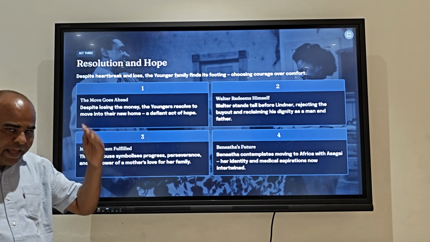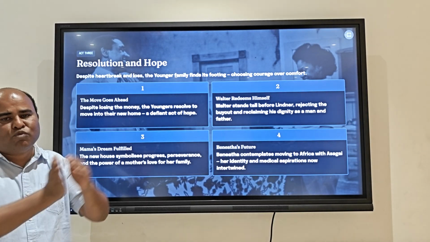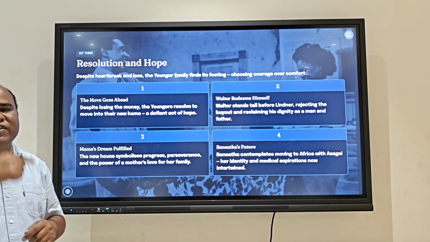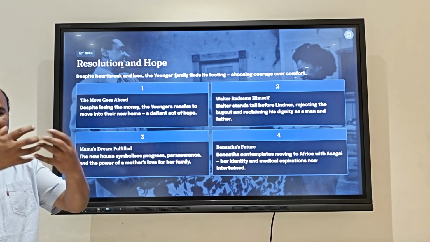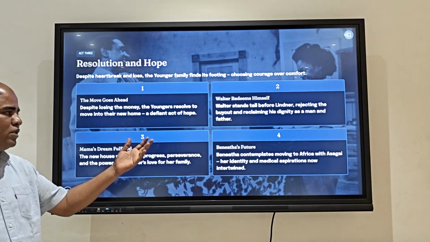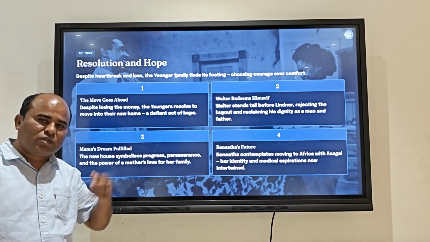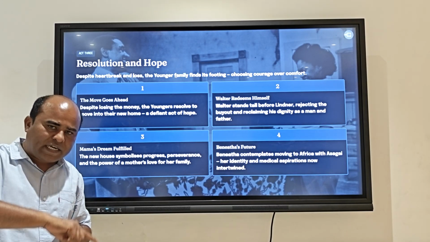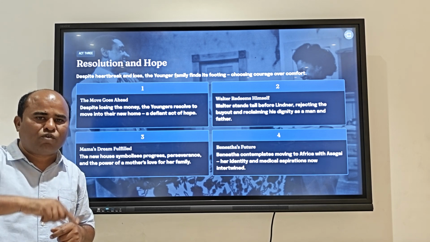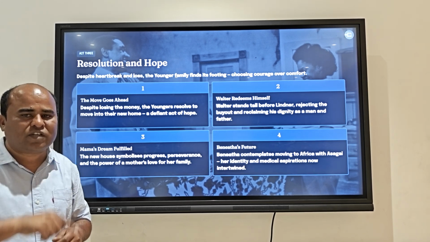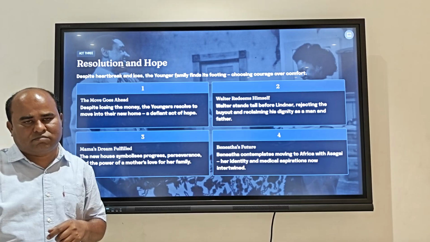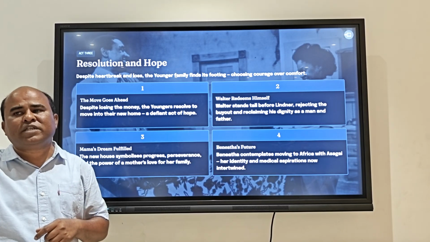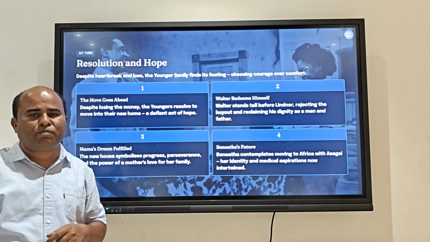Now, the person who plays a very important role in coming to that particular decision of moving to the new house is Walter. So, this is Walter's redemption. Walter as a character, if you look at his development right from the first to the last act, you would see that his arc is completed. The arc of redemption is completed.